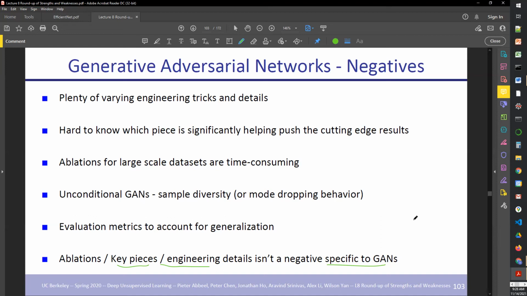Any comments, thoughts on GANs? Okay, if not, comparisons of GANs and density models.